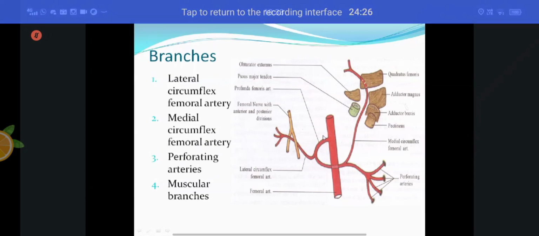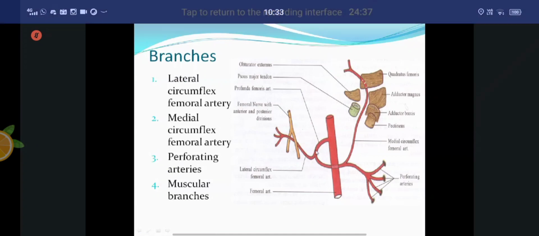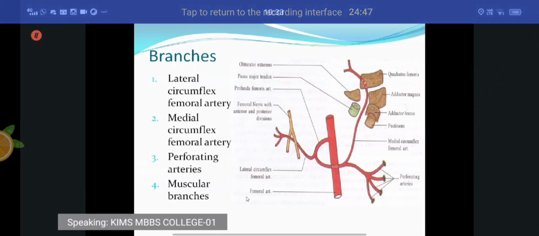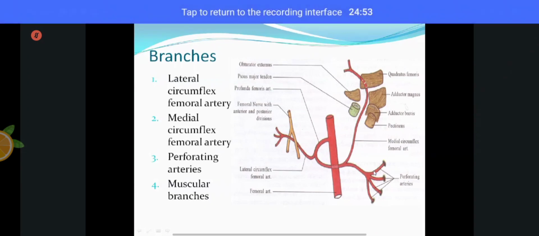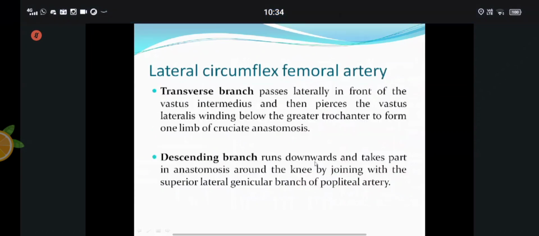So first we have studied about the branches of the femoral artery. Then second we are studying about the profunda femoris artery, which is the largest branch of the femoral artery. And now we are studying about the branches of the profunda femoris artery. One is the lateral circumflex femoral artery, which is passing between the anterior and posterior divisions of the femoral nerve, and the medial circumflex femoral artery. And then the third one is the perforating arteries, which are passing through the osteoaponeurotic openings of the adductor magnus muscle, and then the muscular branches, right? So these are the branches, right?